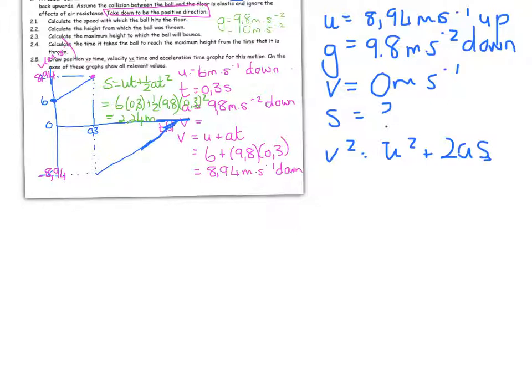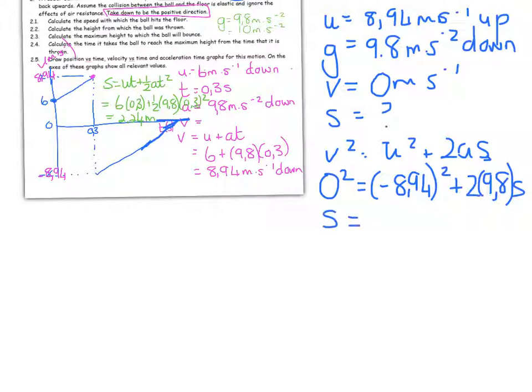And I will land up with 0 squared is equal to negative 8,94, because that was up, squared, plus 2 times positive 9,8, and a distance. And my distance turns out to be negative 4,08 meters, which really means 4,08 meters upwards. You are expected to interpret these signs into a word at the end.